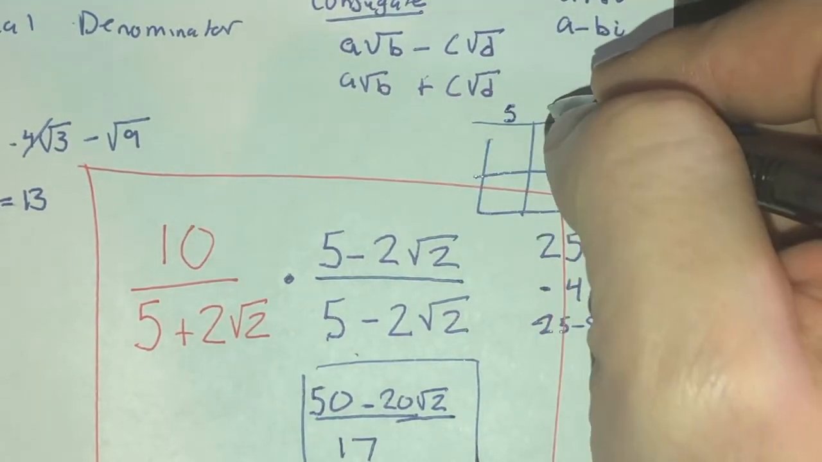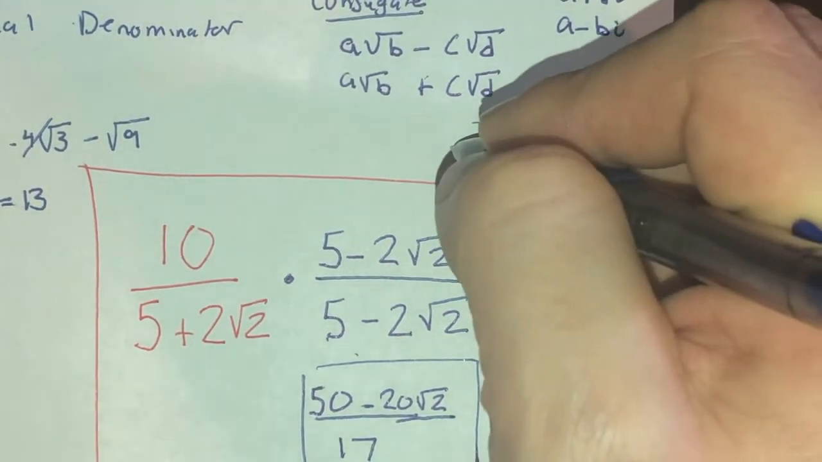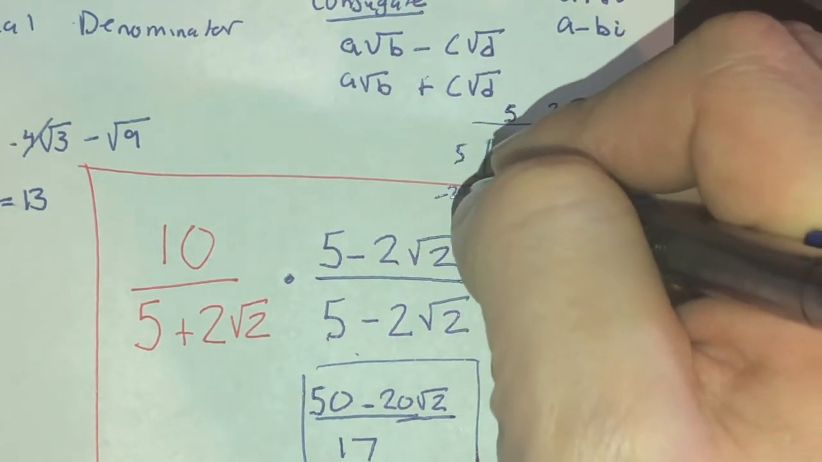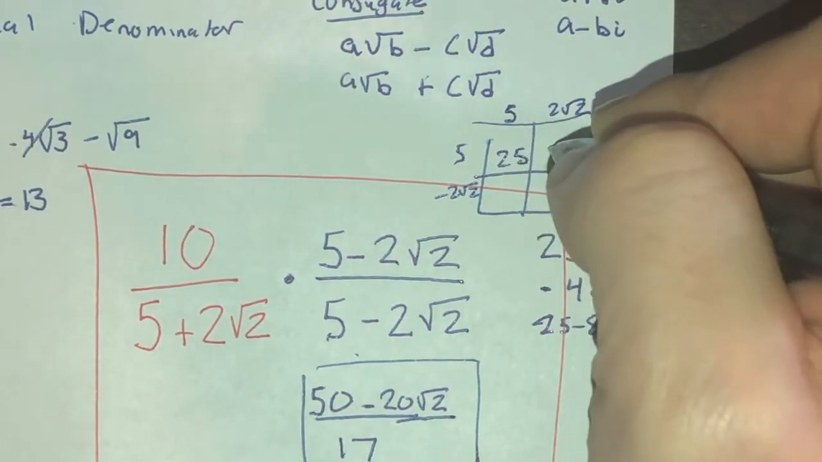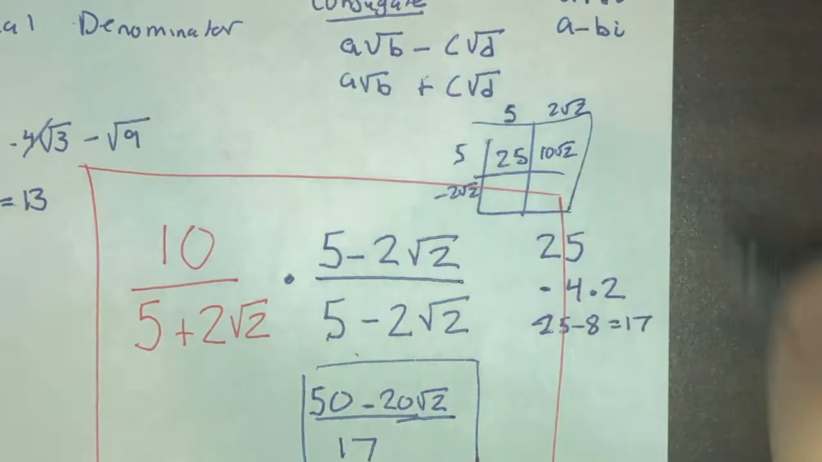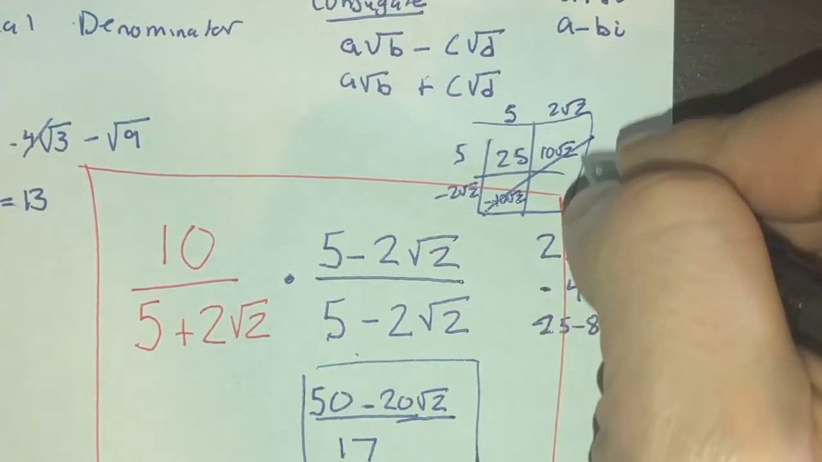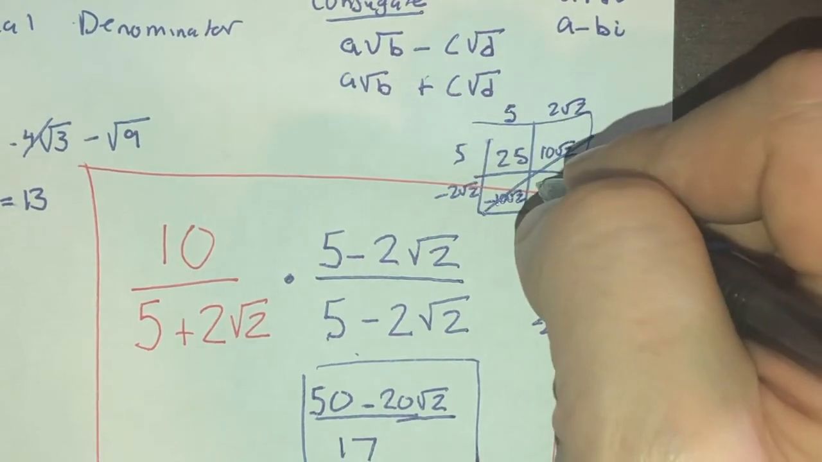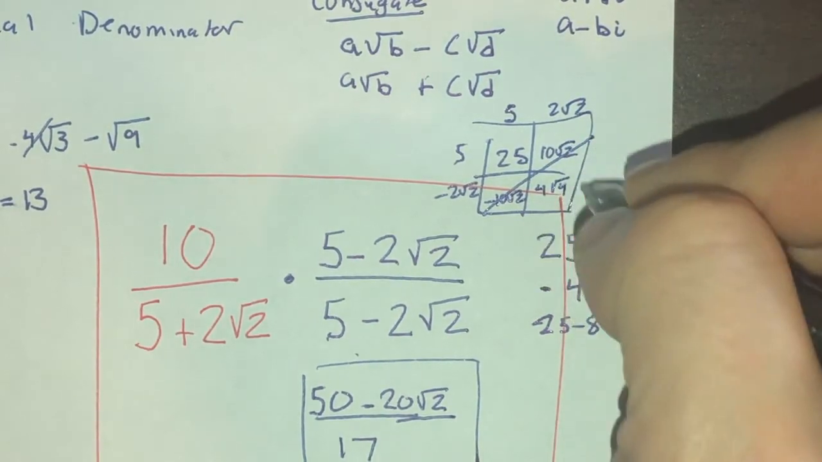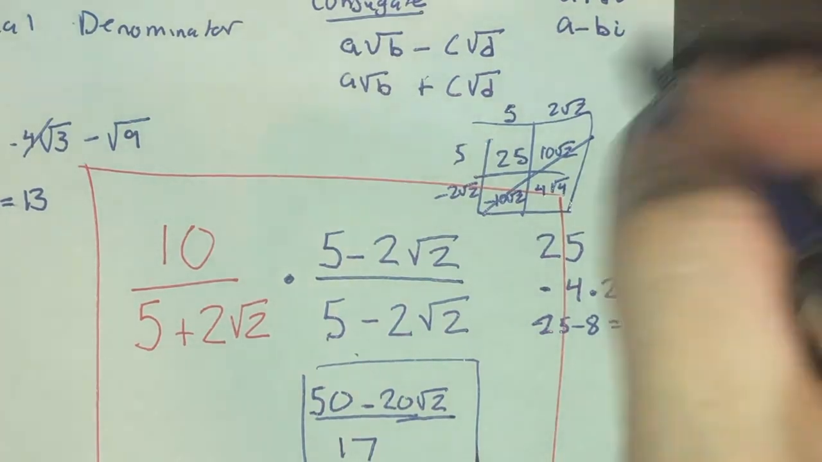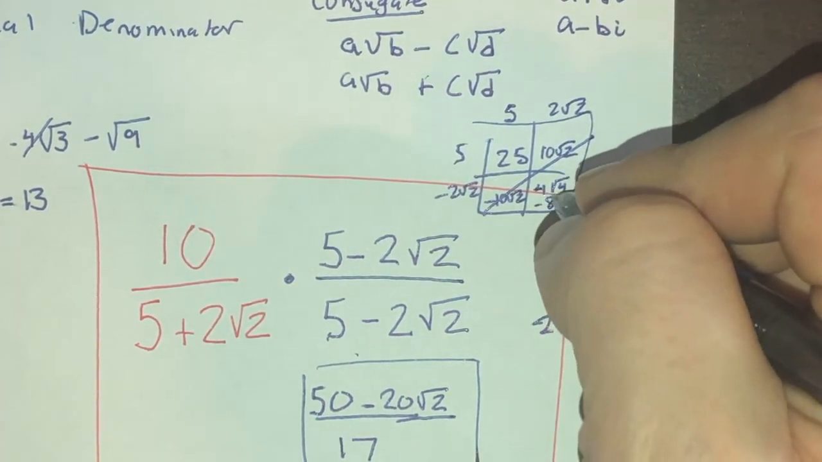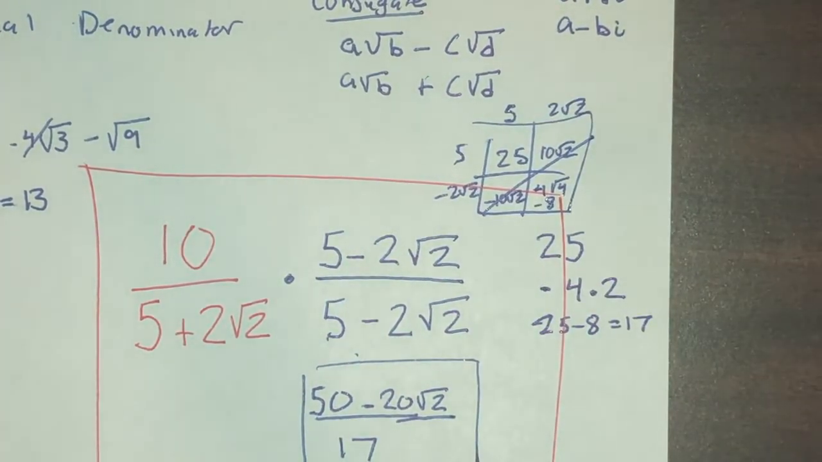If you know what you're doing, it just saves you time. It doesn't mean that boxing it won't get you the right answer. So right here, you'd get 10 root 2. Here you'd get negative 10 root 2. So they'd cancel. And then here you'd get 4 times the root of 4, which is 4 times 2. And it should be negative, so it's negative 8. So 25 minus 8. Okay?